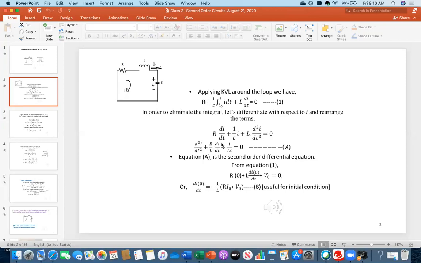And then again, I am rearranging. At first, I am taking the second derivative term, d squared i over dt squared, plus R over L di by dt plus i over LC equals 0. That is equation number A. I think everybody could follow this one, right?